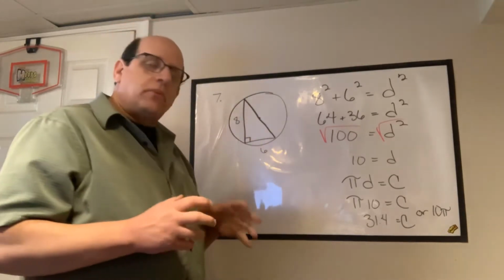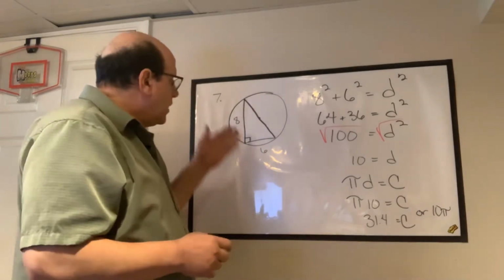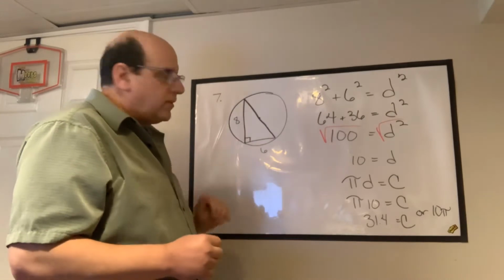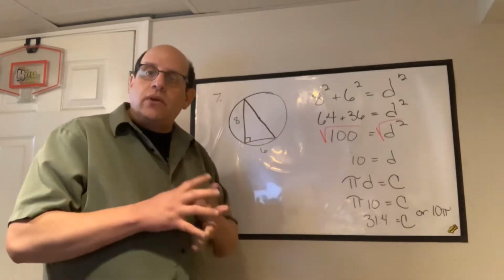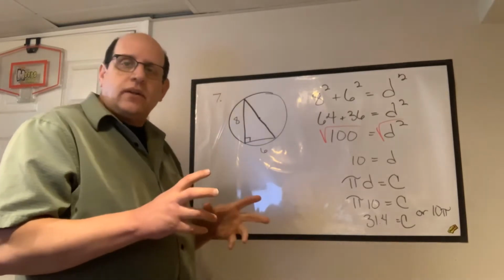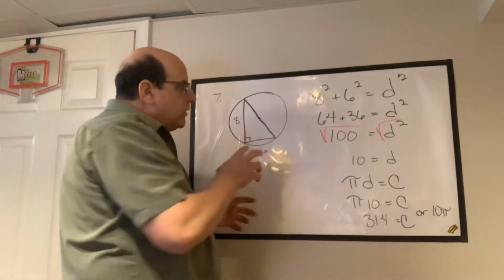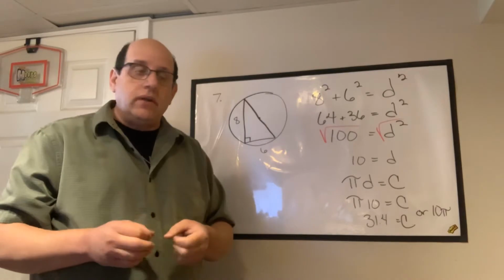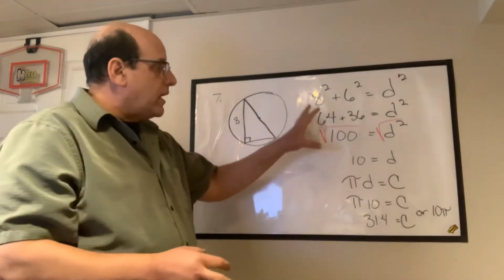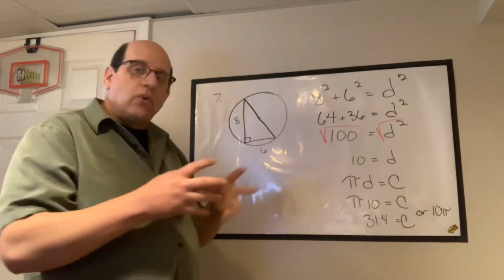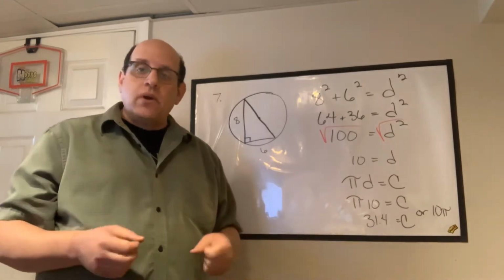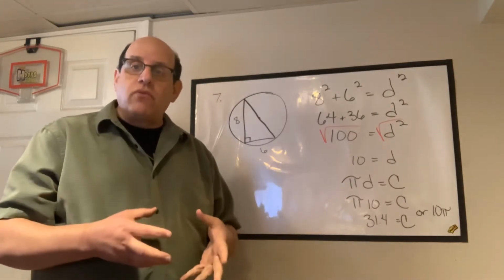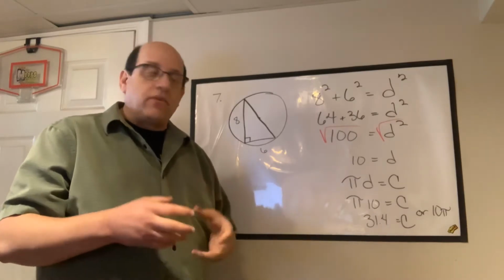This first one, number 7, has legs of 8 and 6, and I want to show you how easy it is to find this diameter using the Pythagorean theorem. Now the other ones won't be so easy, right? You're going to add them together and you're going to have some sort of weird square root of an odd number, but if you just multiply that by 3.14, then you'll be able to find your circumference.